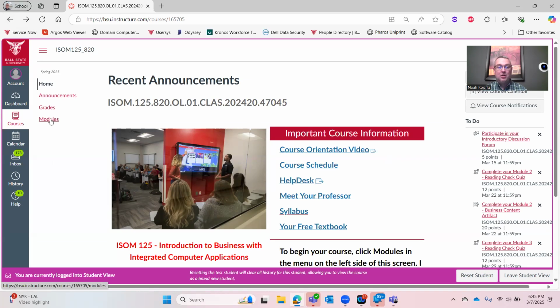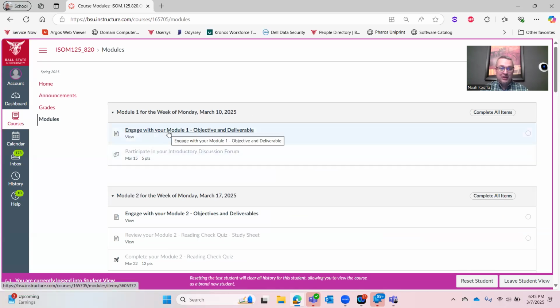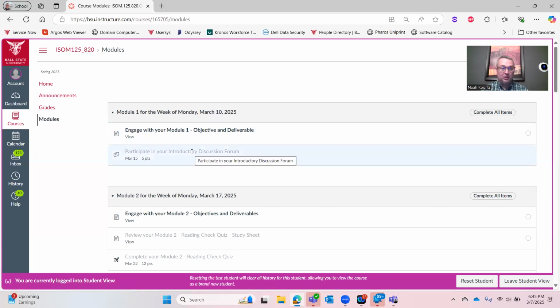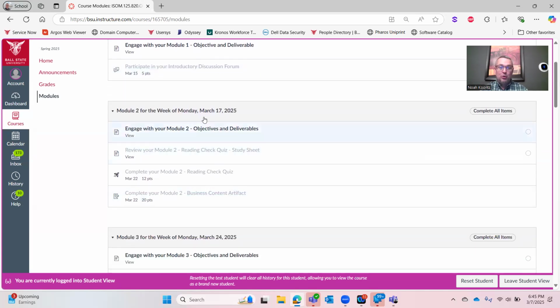And lastly, we have modules. Each week, we're going to have a different module. So again, module one: if you click on this engage with module one, objective and deliverable, then eventually the discussion forum link will become visible. Until then, it's grayed out. This is to force you to go in and read through and understand what needs to happen. The following week, the week of March 17th, again, you need to engage with the objectives and deliverables before you have access to your quiz study sheet, your quiz, and your artifact assignments.